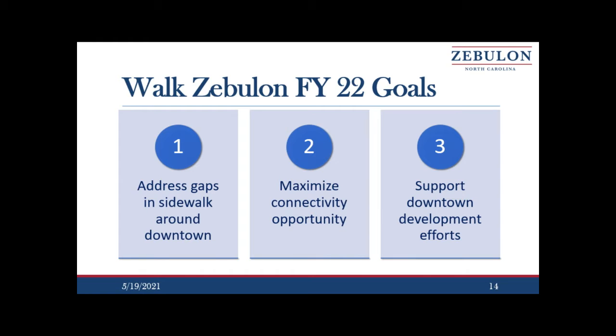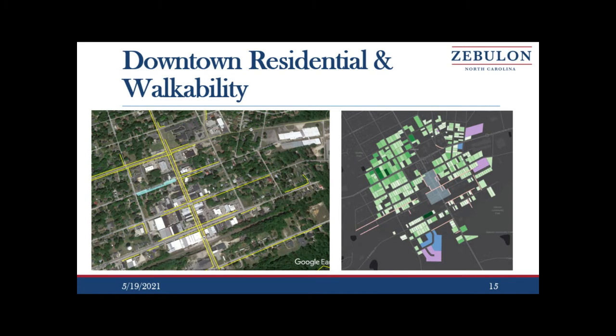So the goals that we wanted to accomplish with our walkability project: the first one is to address gaps in sidewalk around downtown. We also wanted to maximize connectivity opportunity and support downtown development efforts. So why would we focus on downtown? This may be difficult to see on your screen, but I think these two images are very telling. These are also images that we used as we made our proposal to Congressman David Price.